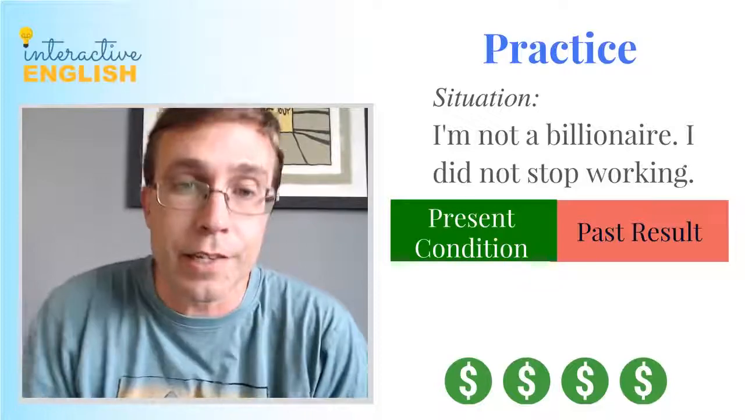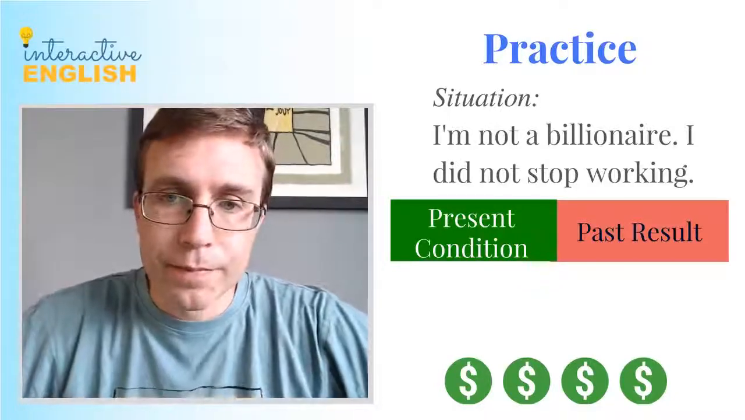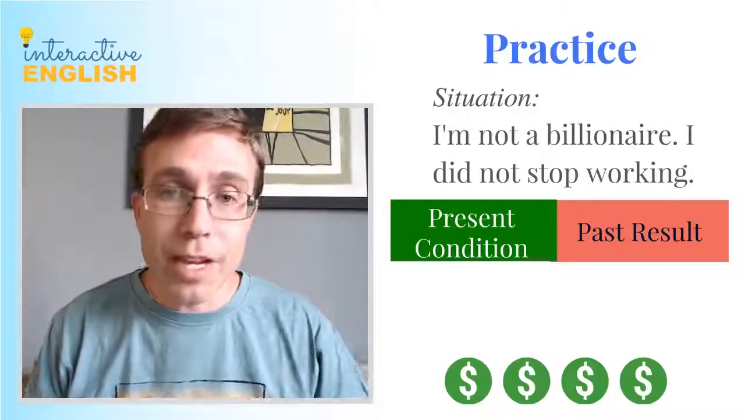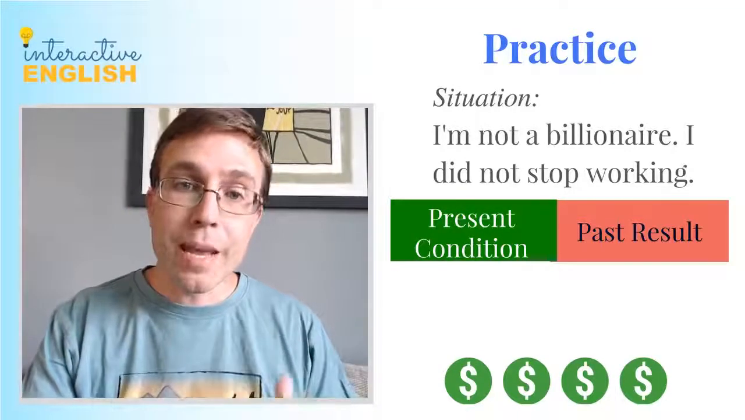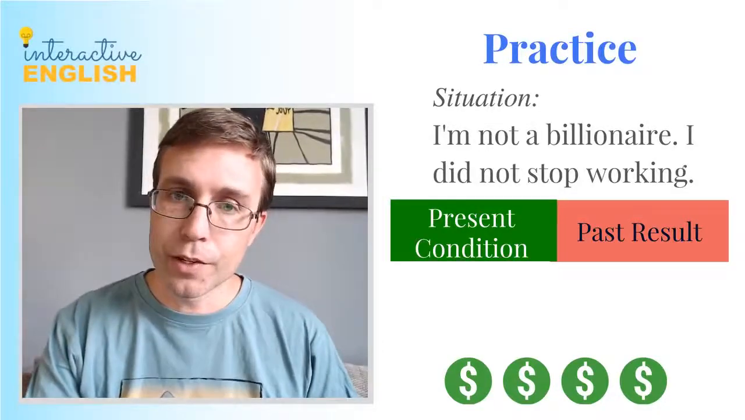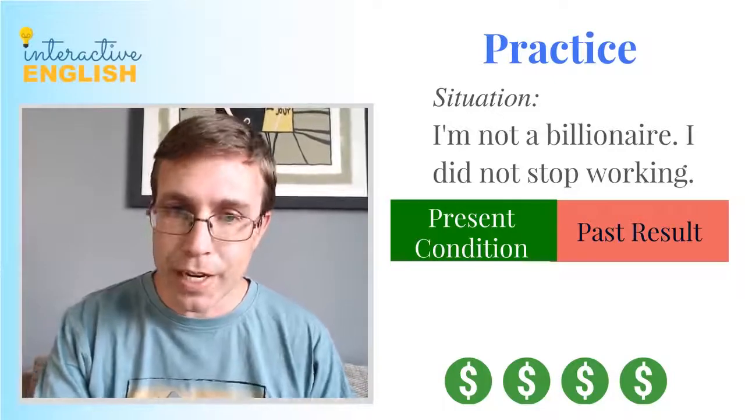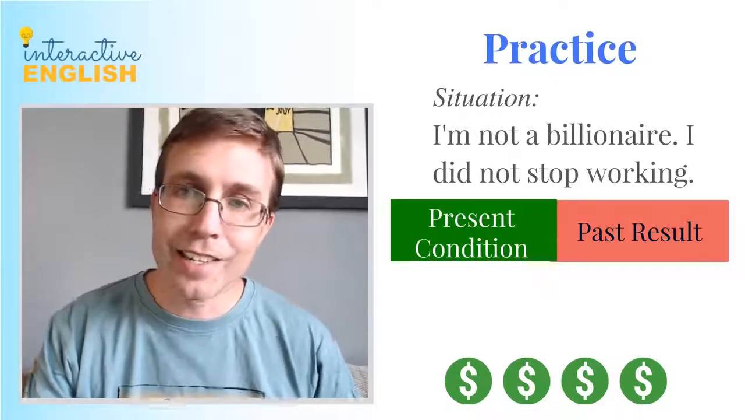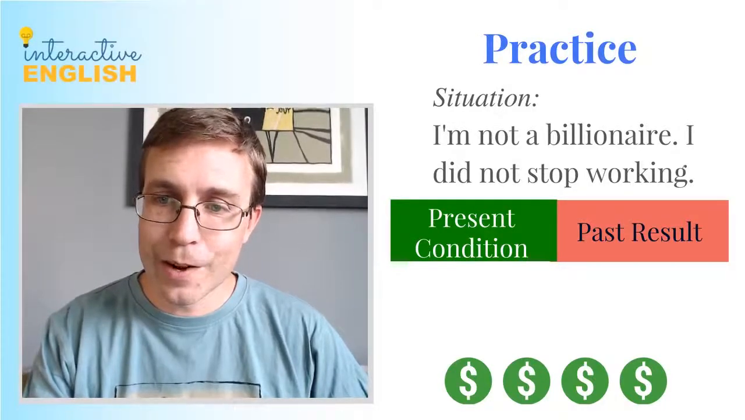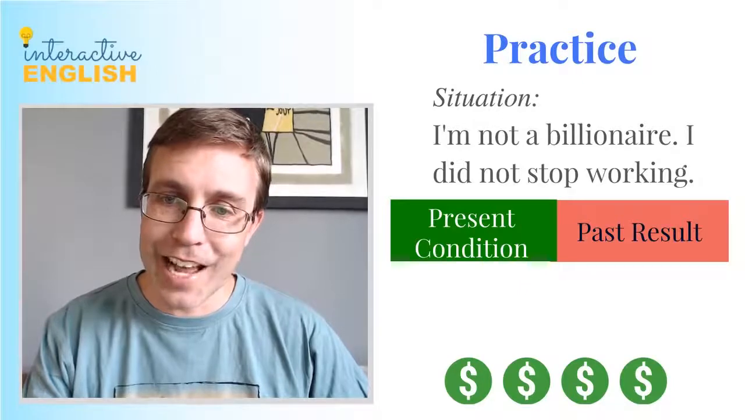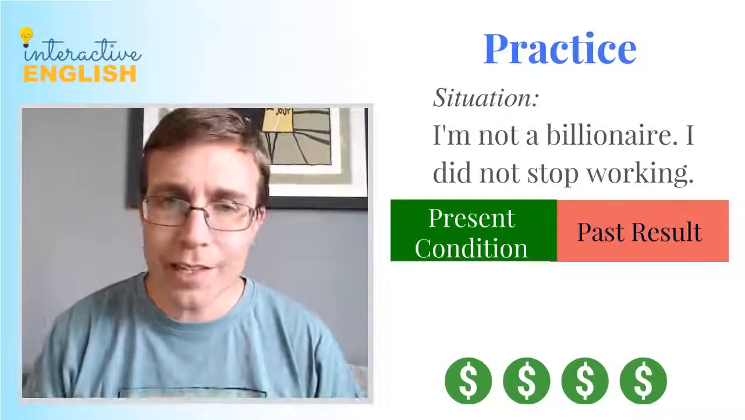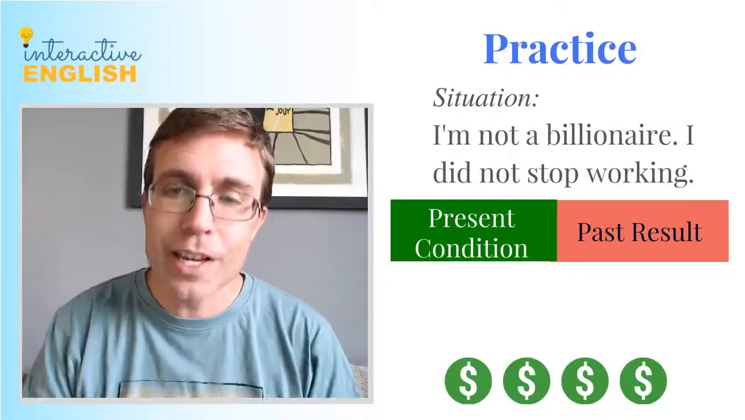So the situation is, I'm not a billionaire. I did not stop working. We're talking about a present condition and a past result. Present condition and a past result. Okay, what would you say? I'm not a billionaire. I did not stop working. All right, write the sentence. I want you to write the sentence in the chat. Okay, even if you're a little unsure, just practice writing. Practice your skills. It's always good.